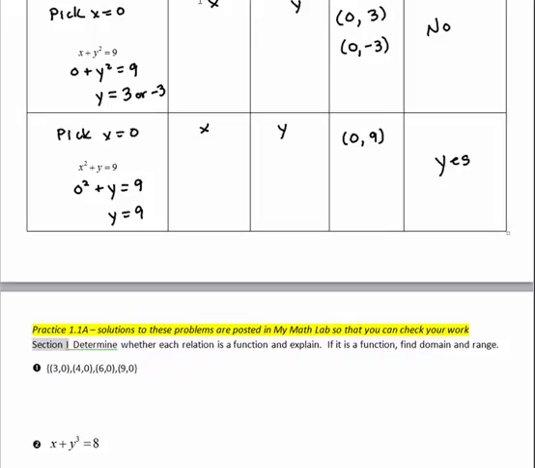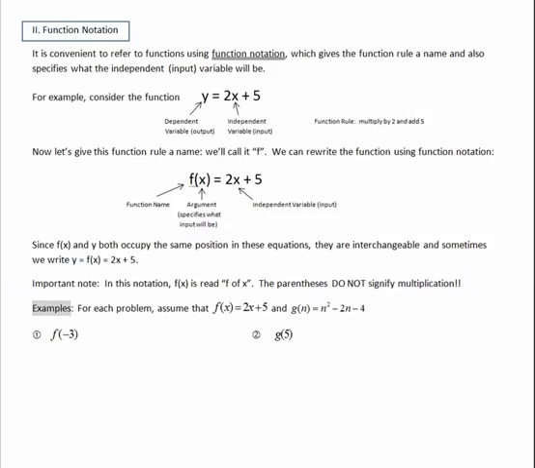If you'd like to practice what we've just learned, I've got a set of practice problems available to you. And if you'd like to try them, all of the solutions to these problems are posted in my math lab so that you can check your work. You may want to pause the video and do that now, and then come back for the rest.